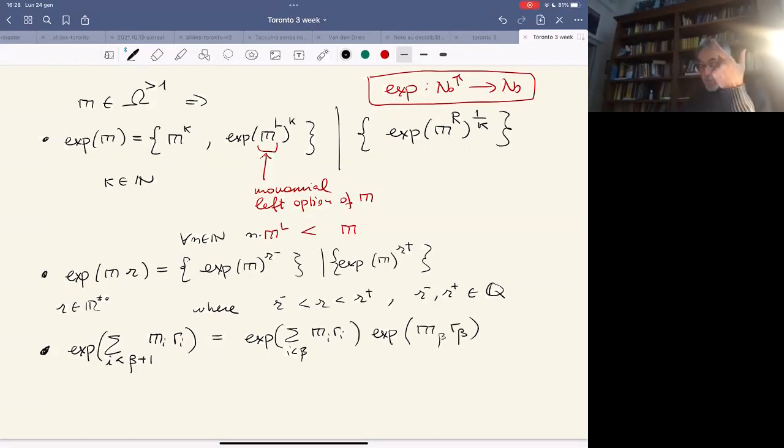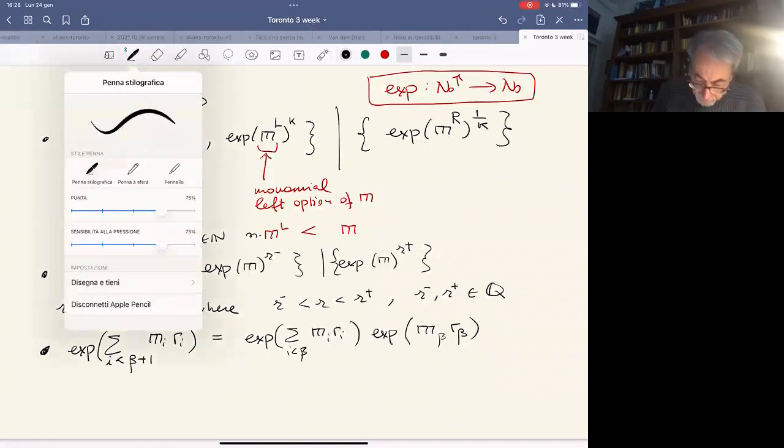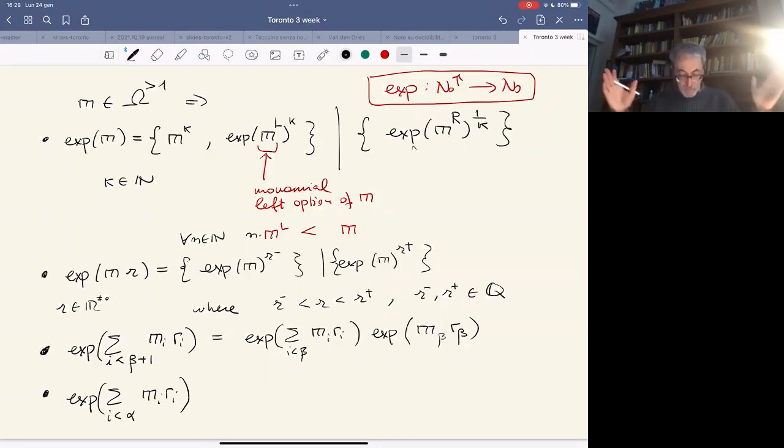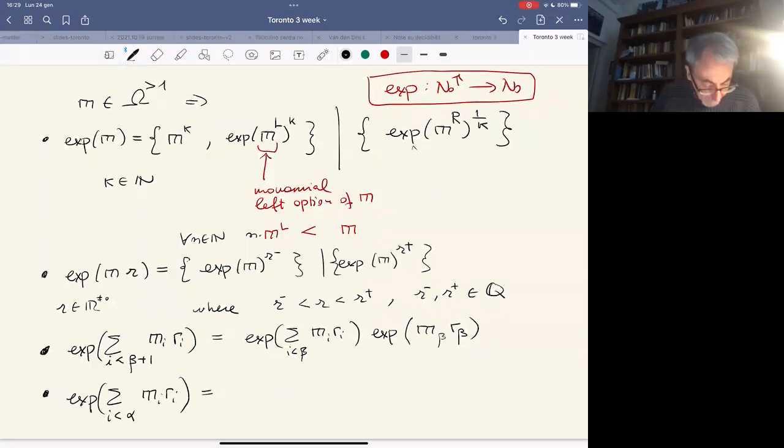If I have an infinite sum, but the infinite sum has a last term, because the sum is indexed by a successor ordinal, then it's like the exp of a plus b. I do exp of a times exp of b. I'm just using the fact that exp is an exponential map. The last problem is when I have an infinite sum indexed by a limit ordinal. And then I do, again, something very natural. I approximate the infinite sum with the partial sums. And correspondingly, I approximate the exp with the exp of the partial sums.